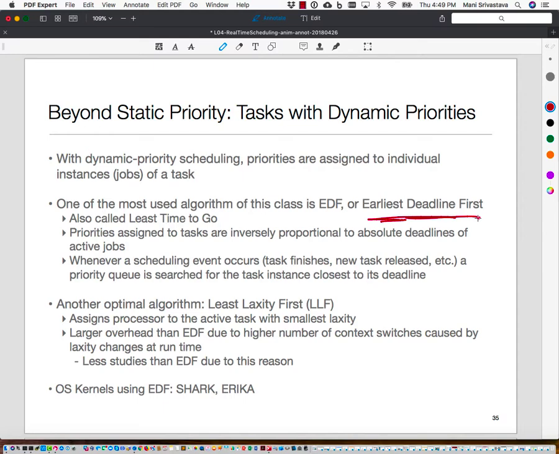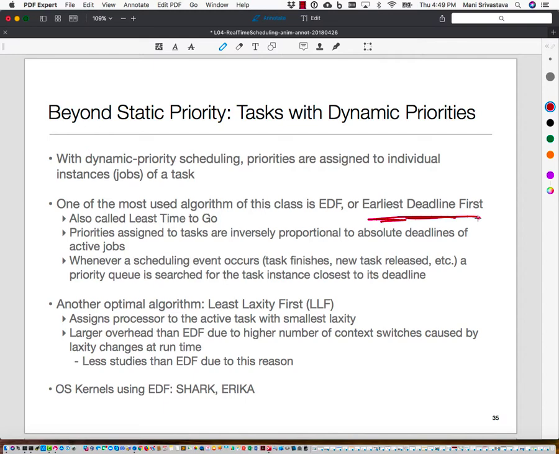An equivalent algorithm is called least laxity first. Instead of looking at which task has the closest deadline, we'll see which one has the least slack. Slack is defined as the difference between the time remaining to the deadline and the compute time you need. For example, a task whose deadline is a minute into the future and needs a quarter of a minute of CPU time has 3/4 of a minute slack. Okay. And the idea is we give the CPU to the task which has the least slack, because it's more constraining.